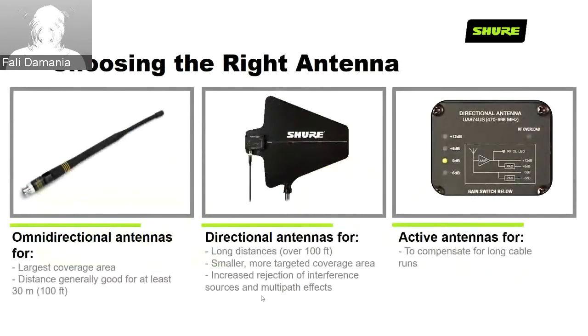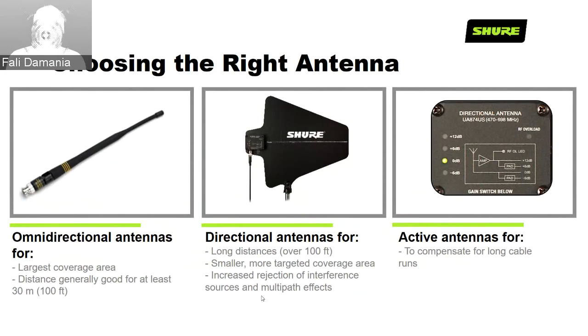Now, choosing the right antenna is very important. You can use omnidirectional antennas. You get the largest, to an extent, coverage area because you can cover from the front, back, and sides of the antenna. And it's generally good with clear line of sight, at least about 30 meters to 100 feet.